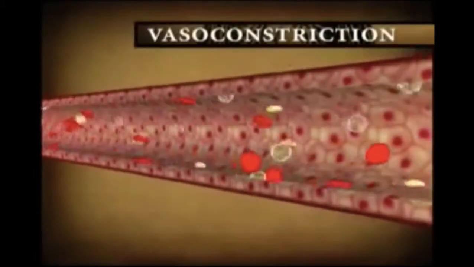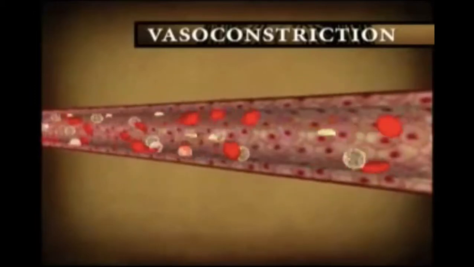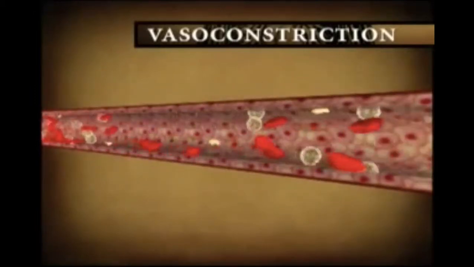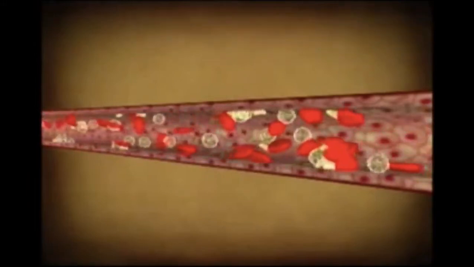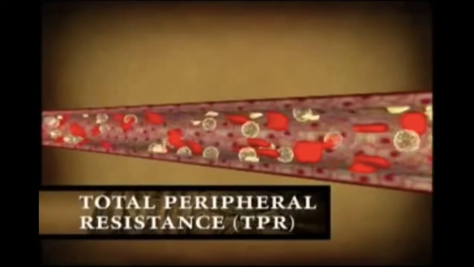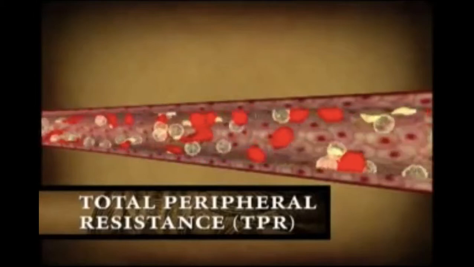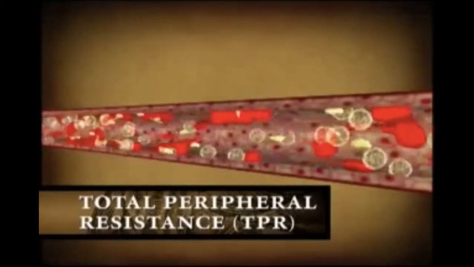Vessels vasoconstrict, in other words, their diameters get smaller. This increases the friction between the blood and the vessel walls. That friction is called total peripheral resistance, or TPR. As TPR increases, blood pressure increases.